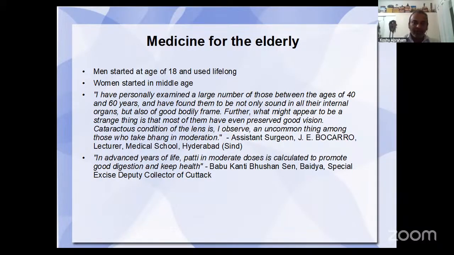Of course, today 40-year-old people would not consider themselves elderly, but in those days, when lifespans were limited to 60, 65, probably 40 also would have been considered old age. One thing this particular witness says specifically is that the eyesight of people who used cannabis was quite good. He was surprised to see that many people did not have cataract formations in their lens, especially people who used cannabis in moderation. Another witness also says that as you grow older, it helps to promote digestion and keep health.